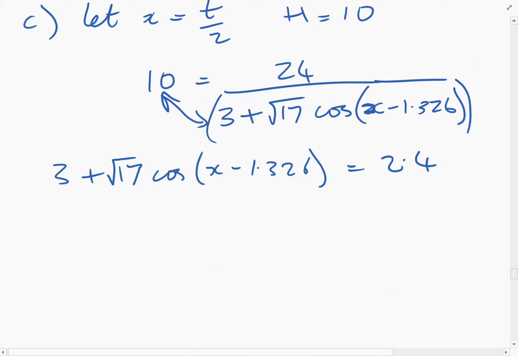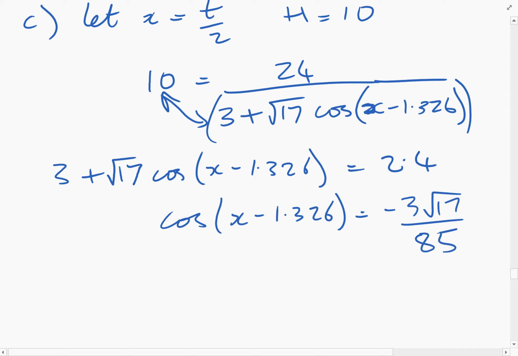Then I would subtract the 3 and divide by root 17. So cos x minus 1.326 equals 2.4 minus 3 over root 17. I just type that into my calculator and I get this. Then do inverse cos on your calculator. You should get 1.7168. Remember, you're in radians here. And now let's read the question carefully, because before we add that 1.326, we need to check, do we need any more values here?